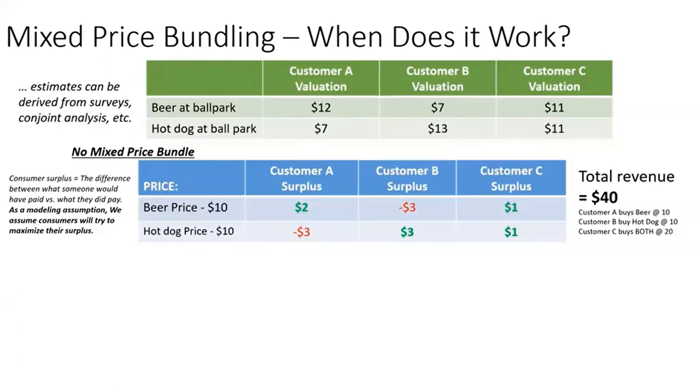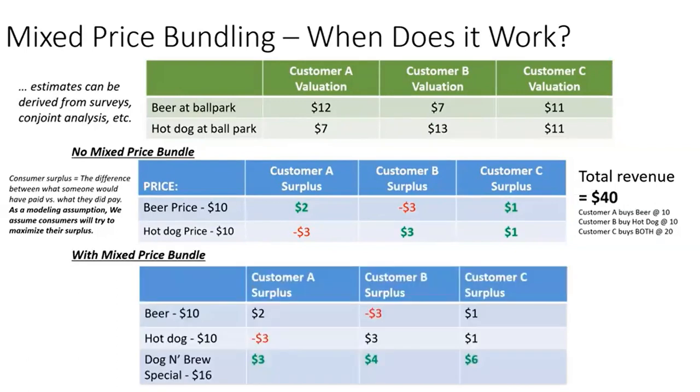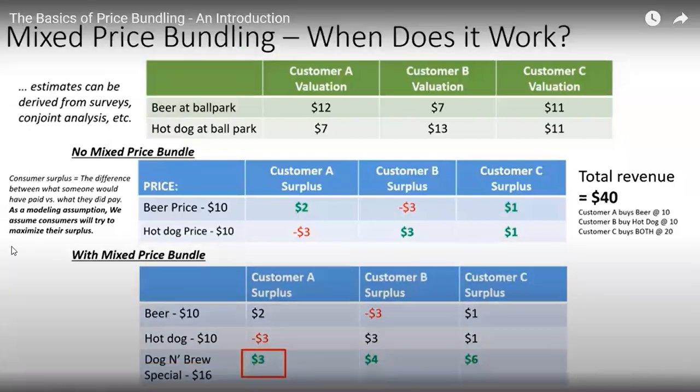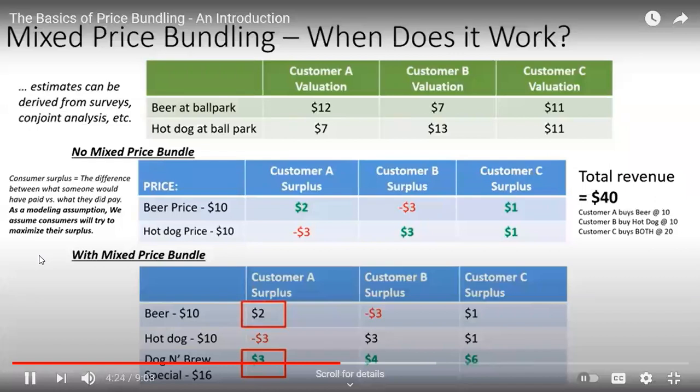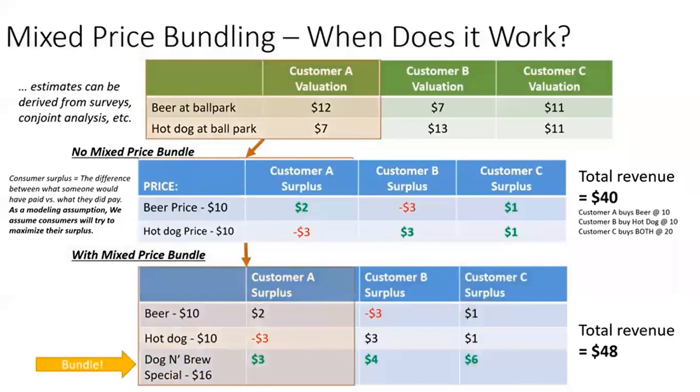Now let's consider the same scenario with the same customers and their valuations, but this time we have a mixed price bundle. We've added in a dog and brew special for $16. Now we can see that customer A actually purchases the dog and brew special because the surplus for that is $3, which is greater than their surplus had they just bought the beer. Customer C buys the dog and brew special because, remember, they were going to buy the beer and hot dog anyway, but this time they're very happy because they saved money. We're also happy because our total revenue in this scenario is $48. The bundling enticed people to buy products that they otherwise would not have purchased.